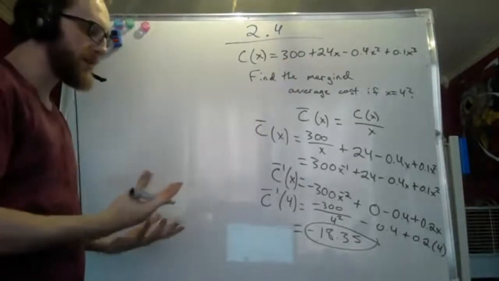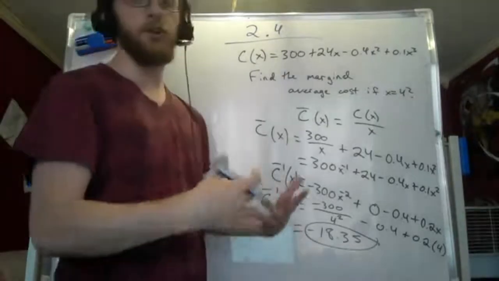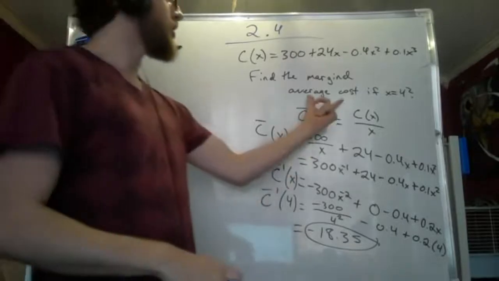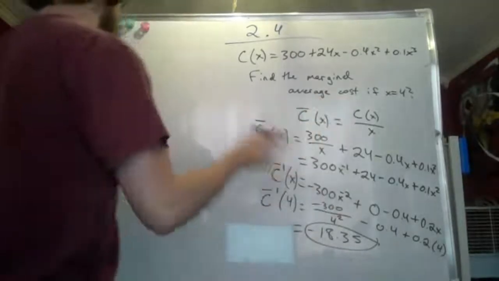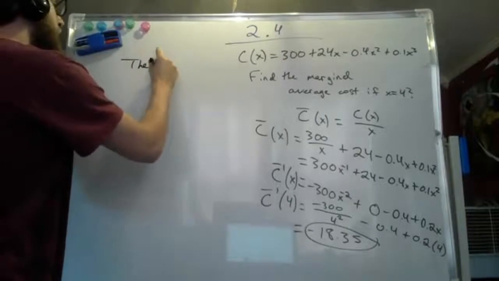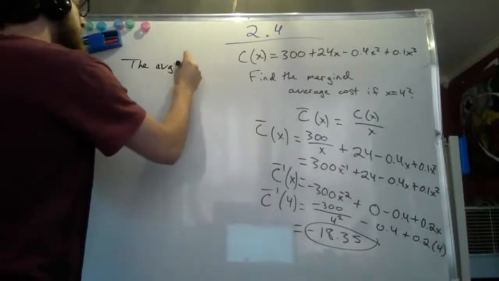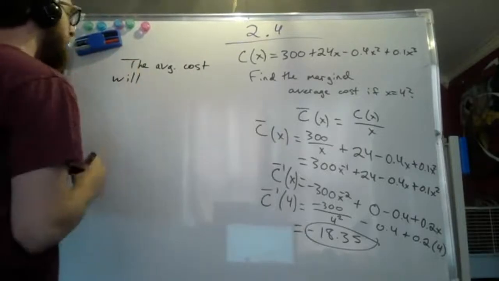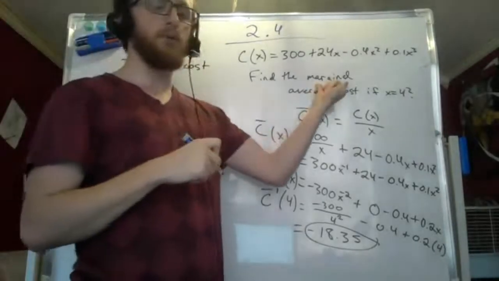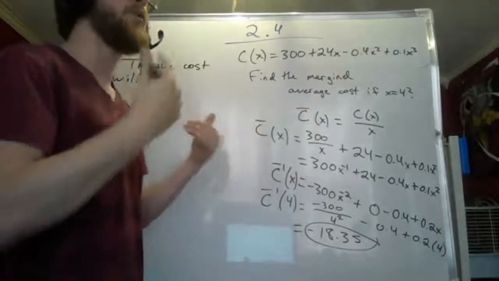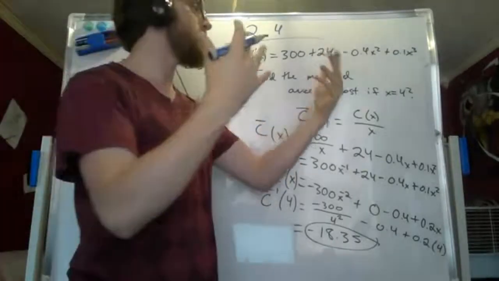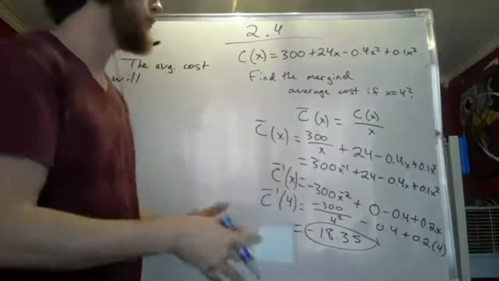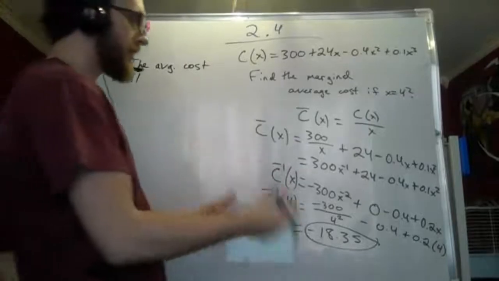But what does this actually mean? And let's look back at what this means in terms of business. Well, what we're saying is the average cost, since that's what we're talking about, so the average cost will do what? Well, marginal refers to a rate of change. It is how we expect the average cost to change when x is 4. Okay, so this is a predictive model for how we expect things to change given x equals 4.